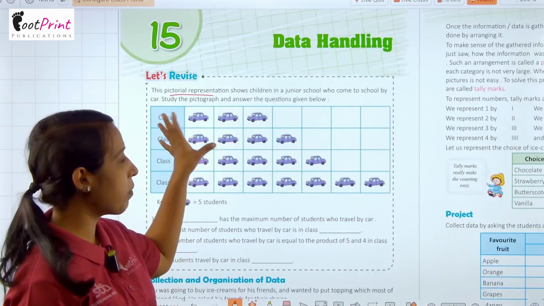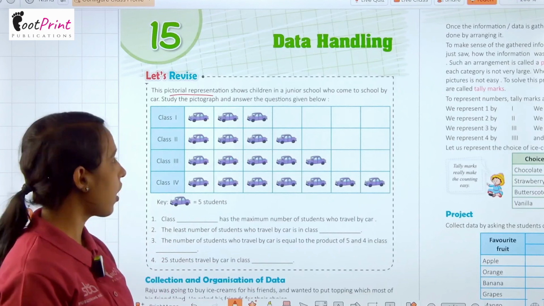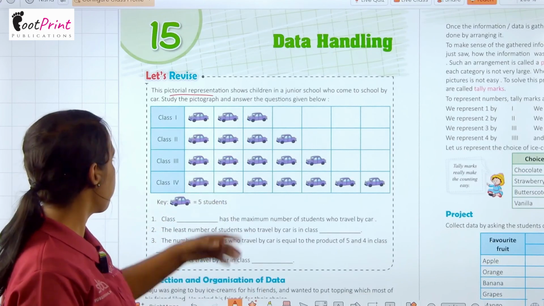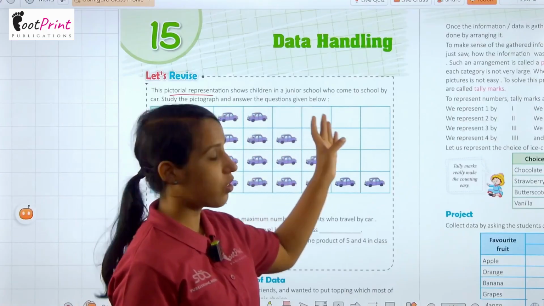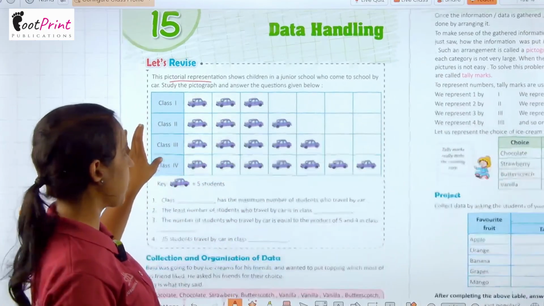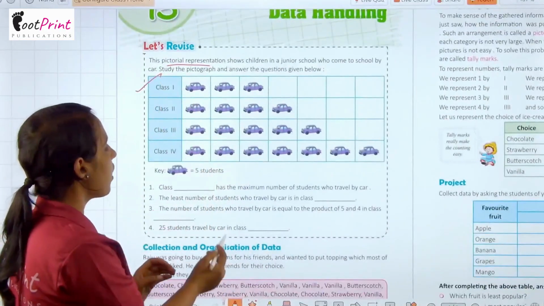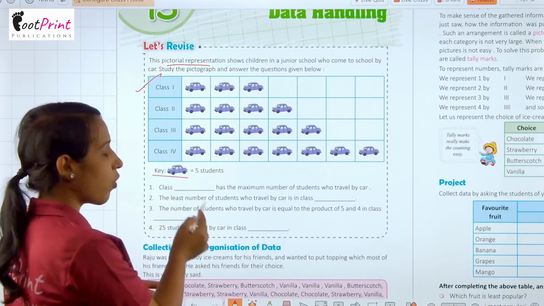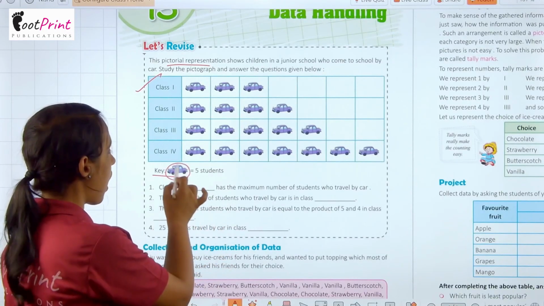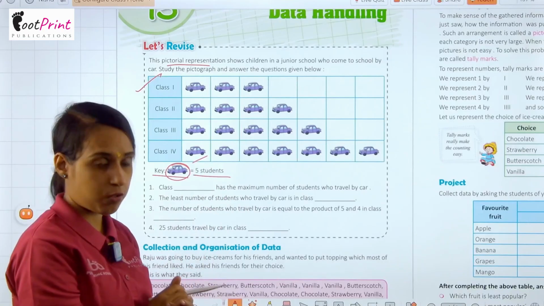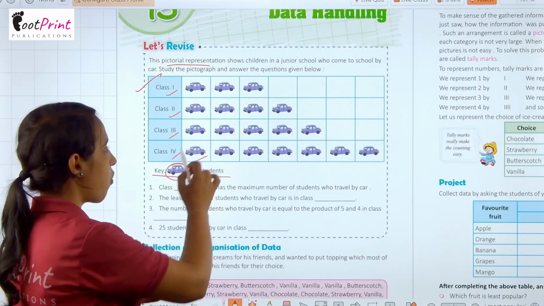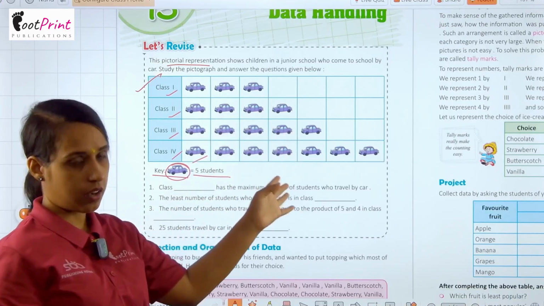कि एक स्कूल में जो बच्चे हैं, स्टूडेंट हैं, वो कार से कितने बच्चे आते हैं, किस किस क्लास के अकॉर्डिंग. Study the pictograph and answer the questions below. So here we have a pictograph, and here we have some questions. The key, or we can say scale, is one car symbol showing 5 students. Here we have class 1, 2, 3, 4 and their data.